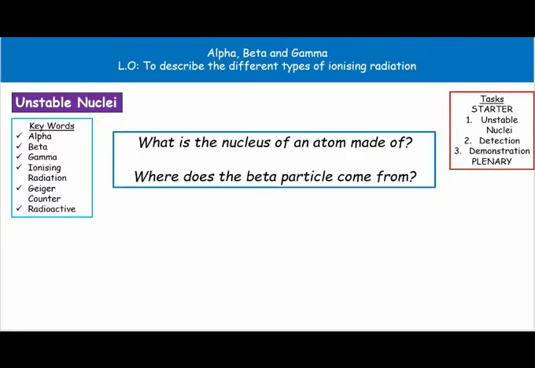Next thing I'd like you to do is just in your books, see if you can answer these two questions. What is the nucleus of an atom made of? And where does a beta particle come from? So I'll just give you about 30 seconds to have a go at answering those in your books.